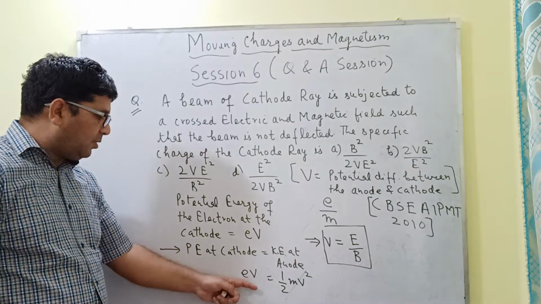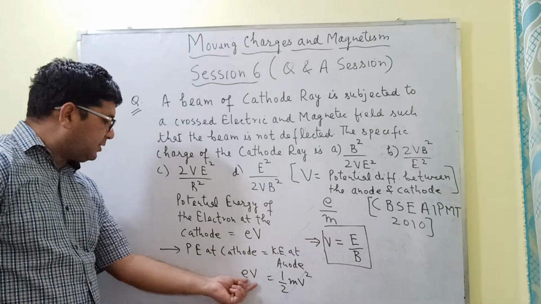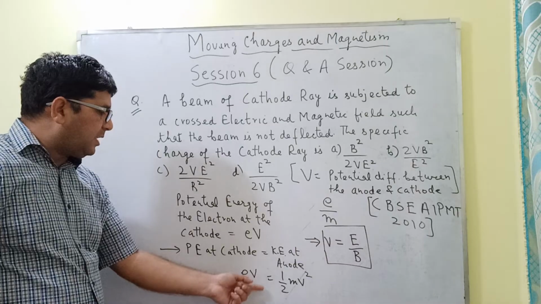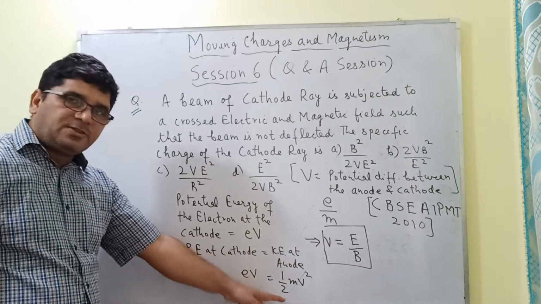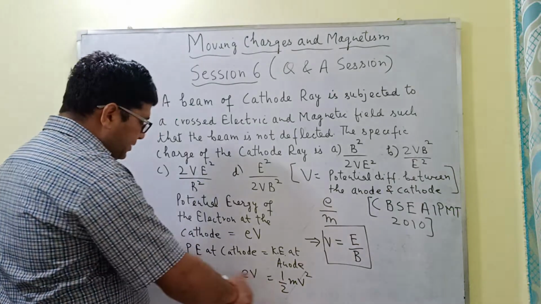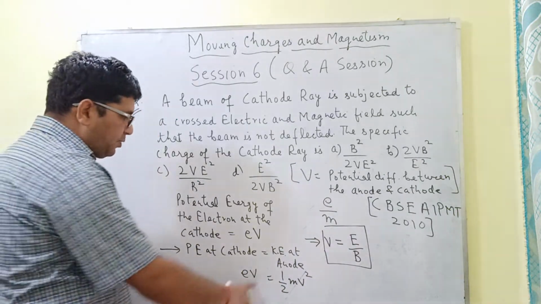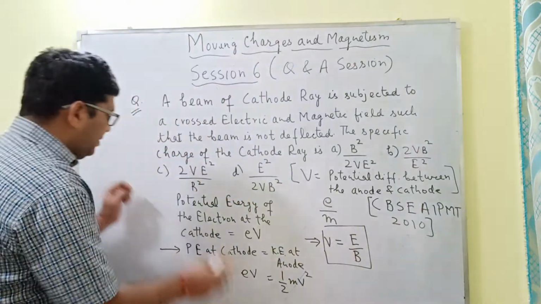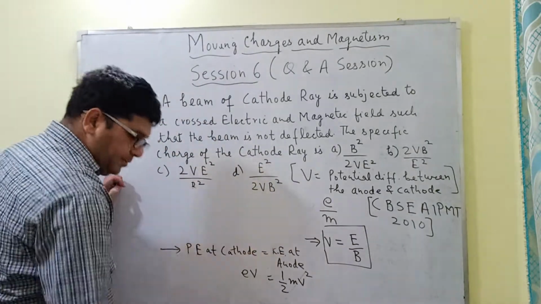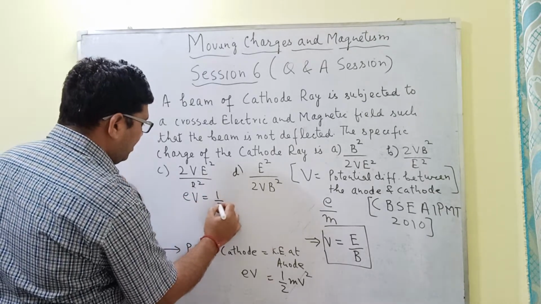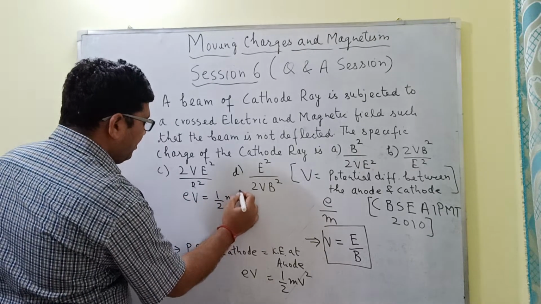Okay, this will be equal to eV, where this is the potential energy of the electron at the cathode, and this is going to get converted entirely into the kinetic energy at the anode. By the law of conservation of energy, the potential energy at the cathode should be equal to the kinetic energy at the anode. So I got this equation, that is eV is equal to half mv square.